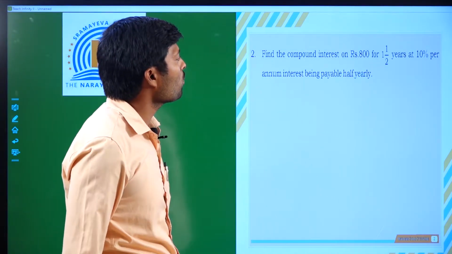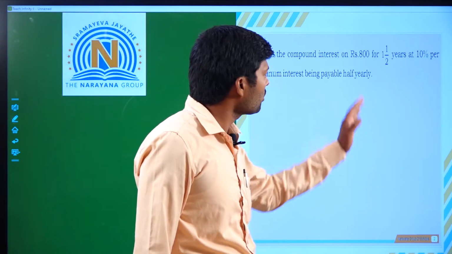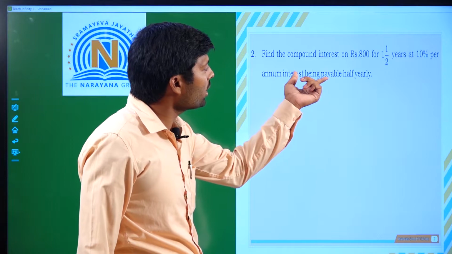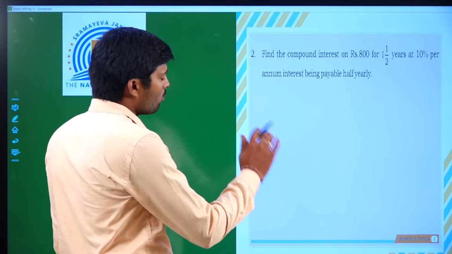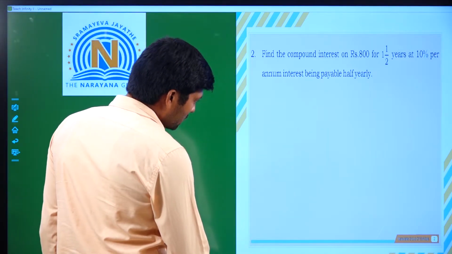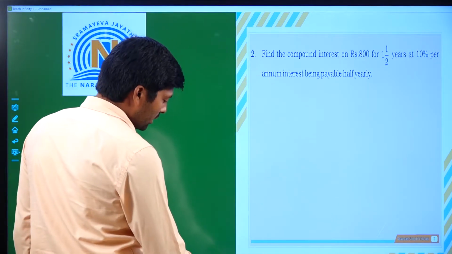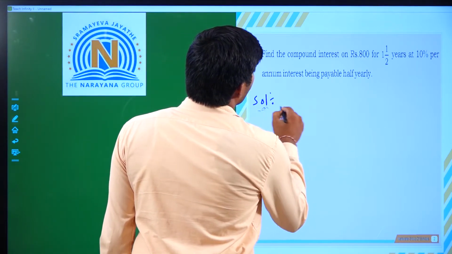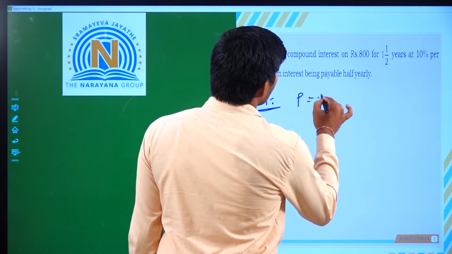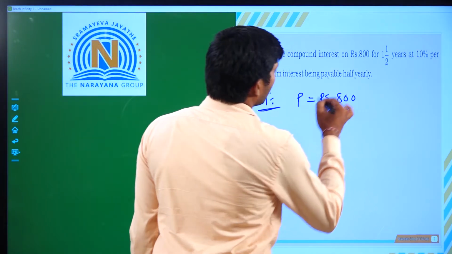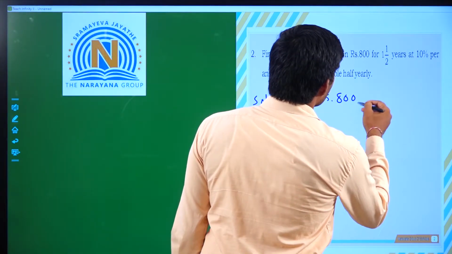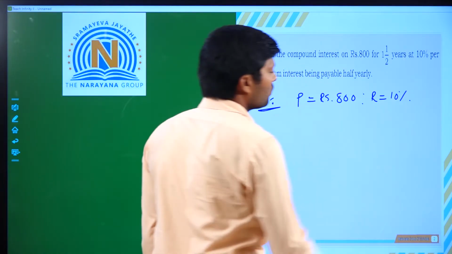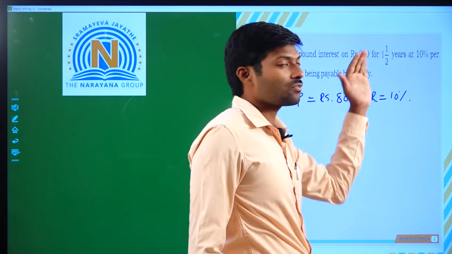Yes, find the compound interest on 800 for 1.5 years at 10% rate of interest per annum, interest being payable half yearly. So it is relevant to compound interest, and the compounding is not annual, it is half yearly. So what is given? The principal amount P is equal to 800. The rate of interest is given as R is equal to 10%. Here the total time period is 1.5 years.